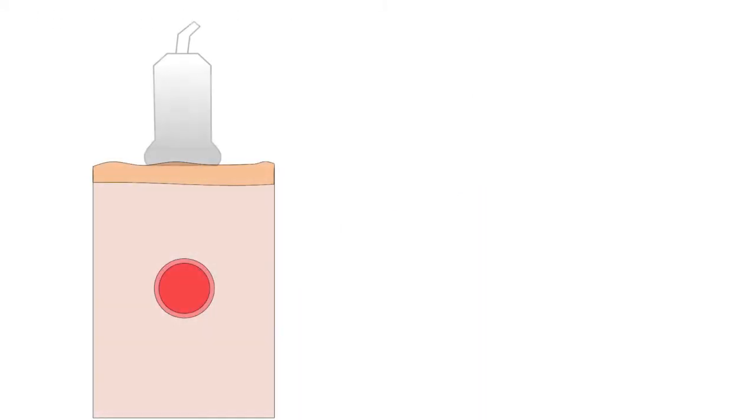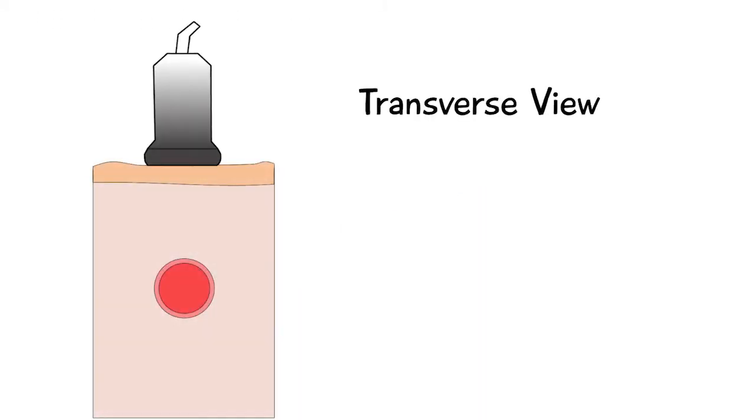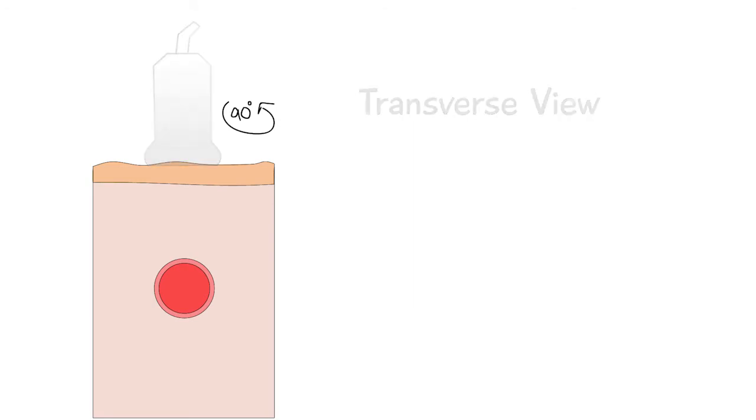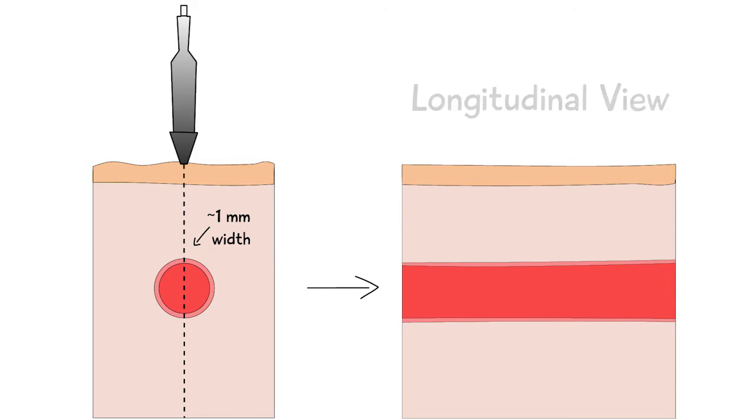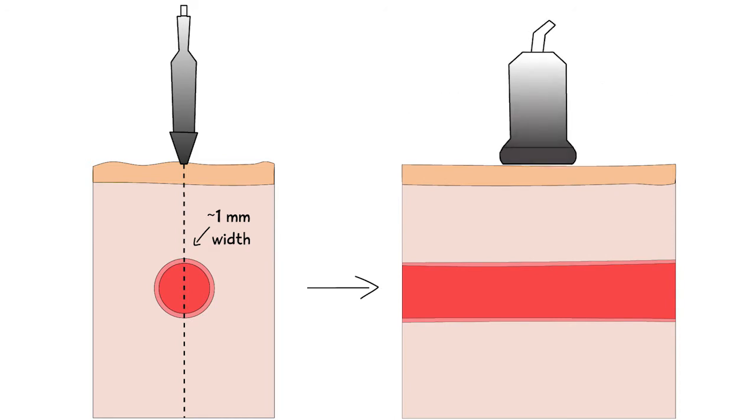This cartoon depiction shows the transverse view where the vessel appears as a circle in cross-section when the probe is held perpendicular to it. If the probe is rotated 90 degrees while keeping the center over the vessel, we obtain the longitudinal view. The beam width of most ultrasound probes is around 1 millimeter, which is about the size of a pen tip. On the right, we show how the longitudinal view shows the vessel in length as it courses across the screen.